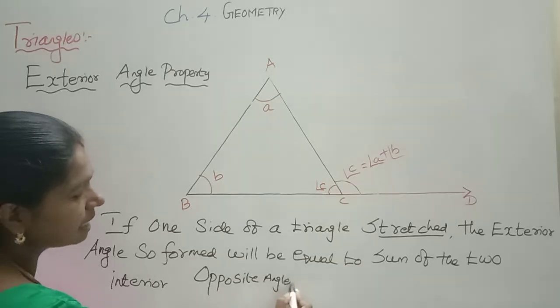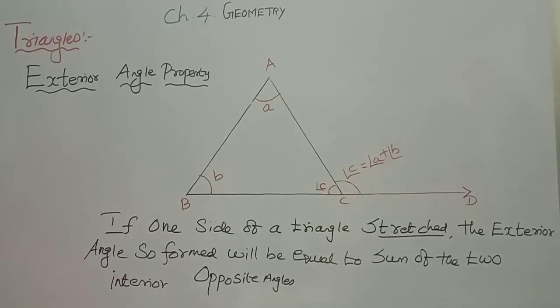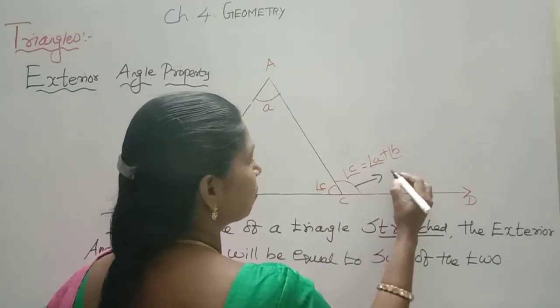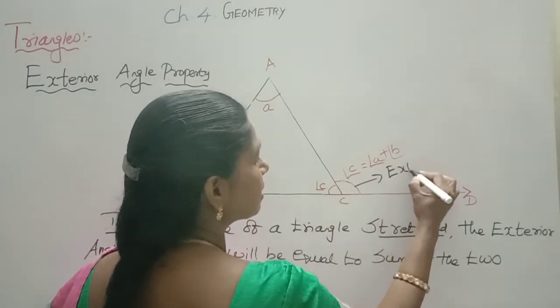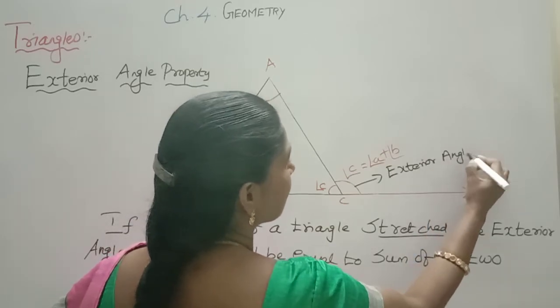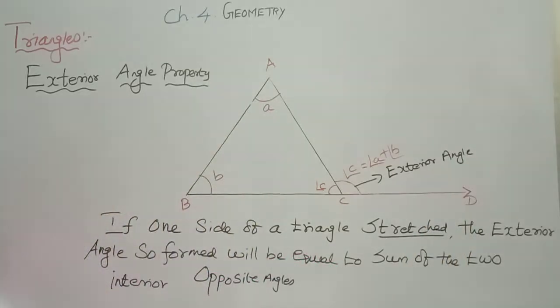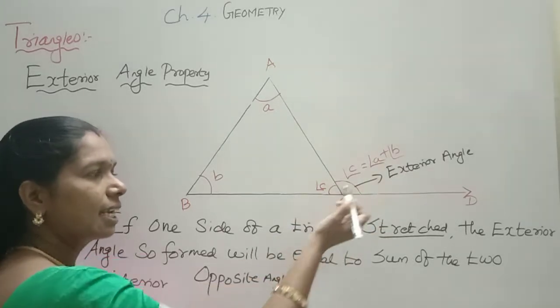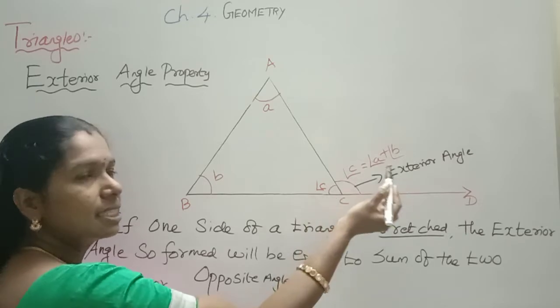This is the exterior angle property of a triangle. Here the side BC is stretched, so one angle is created here. The name of this angle is the exterior angle of the triangle. On stretching the side, we get an exterior angle. Here the angle C is called the exterior angle. Here this is the interior angle, and this is the exterior angle.